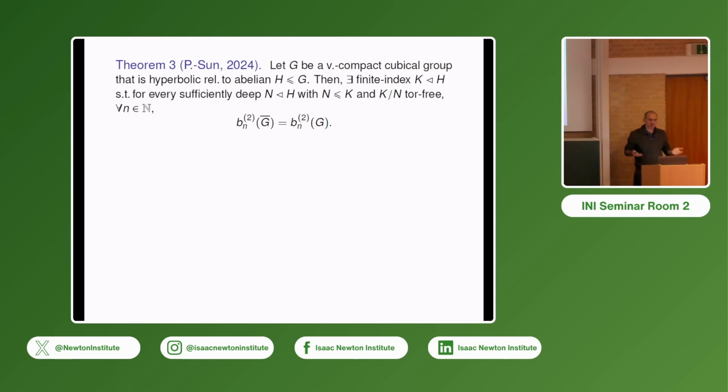Virtually compact cubical means that you have a finite index subgroup that has this property. So G has a finite index subgroup which is a compact cubical group, meaning that it's a fundamental group of a compact non-positively curved cube complex. And we really need these conditions. We can't avoid K because we use the malnormal special quotient theorem, and the theorem is false if you don't assume that K mod N is torsion-free.